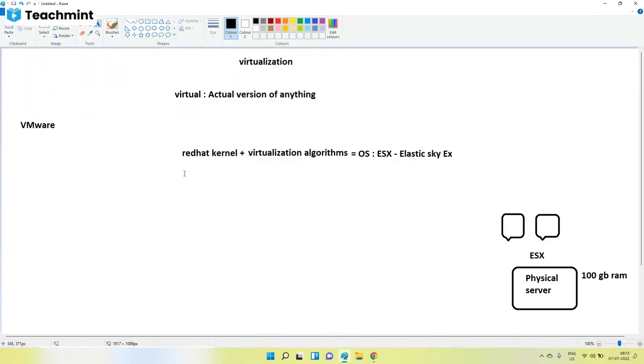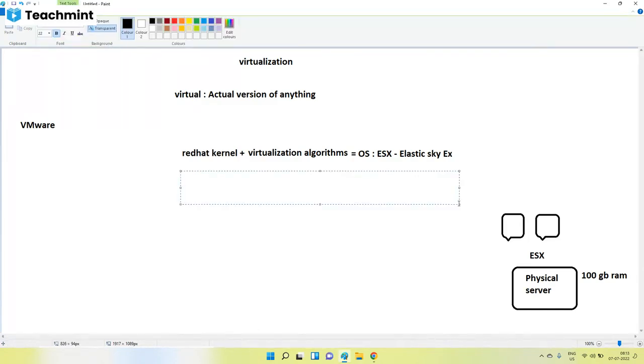So once they had hired their kernel developers, they developed their own kernel. They named their own kernel VM kernel. And they already had those virtualization algorithms available with them. The same virtualization algorithms were used here. They made an operating system.